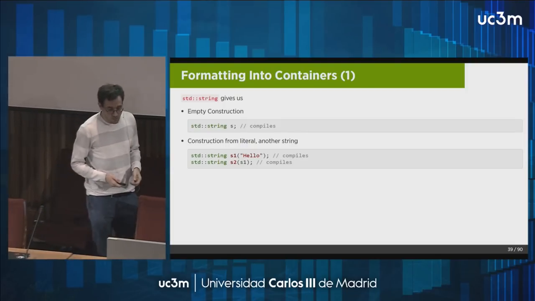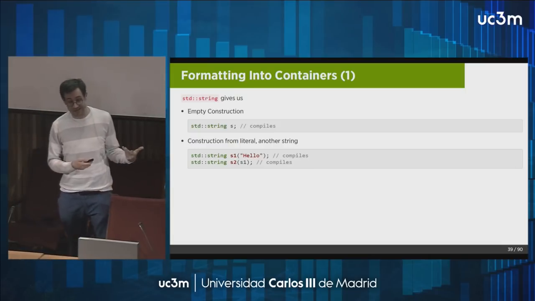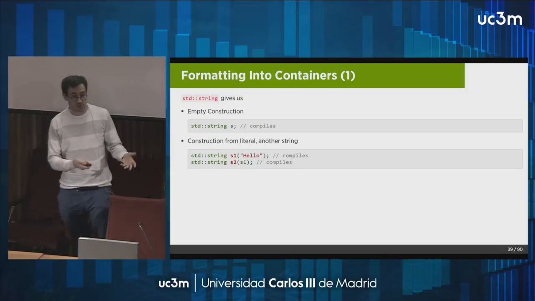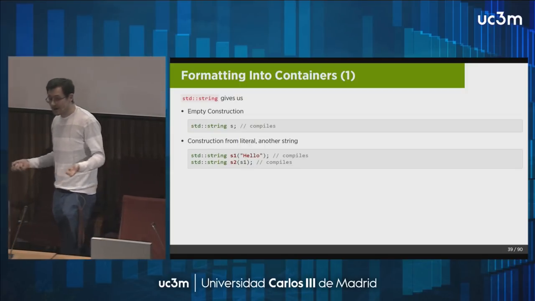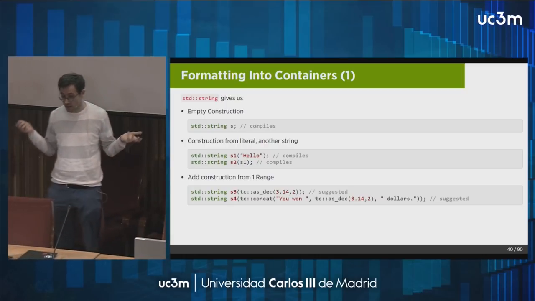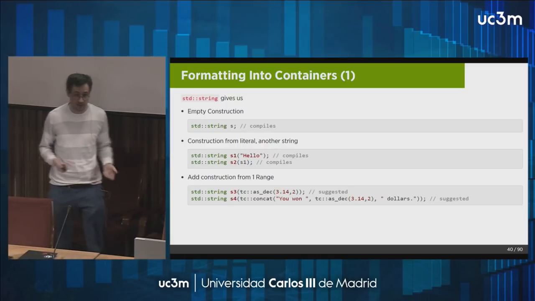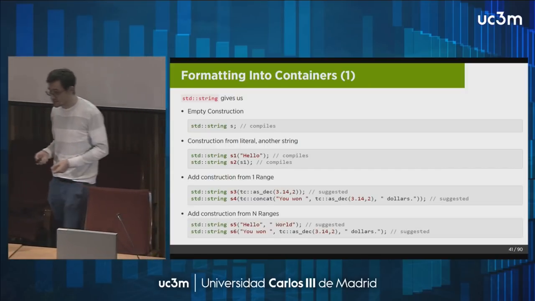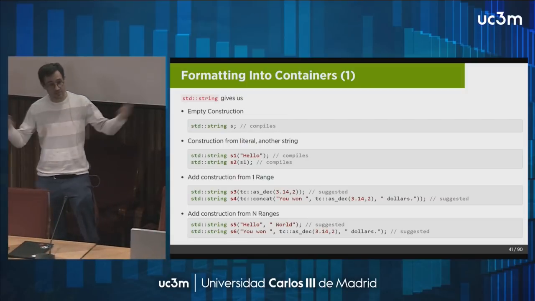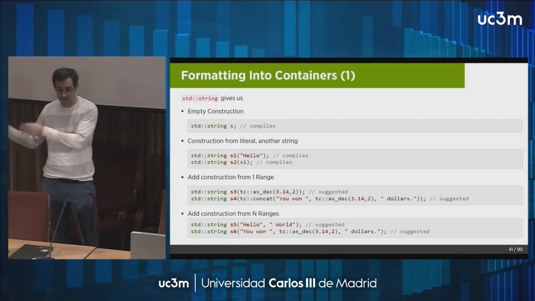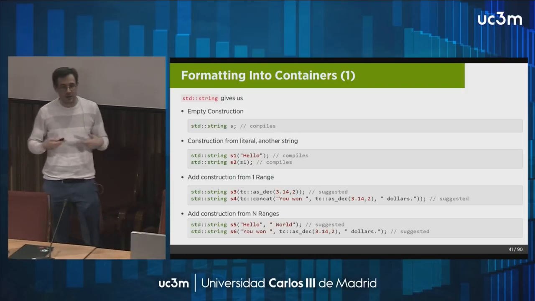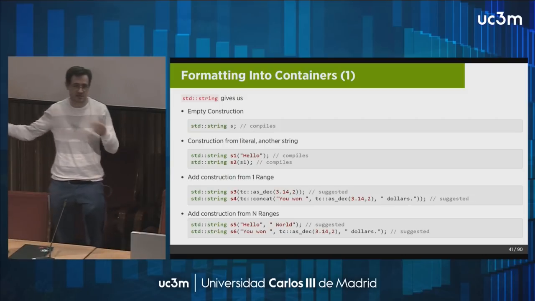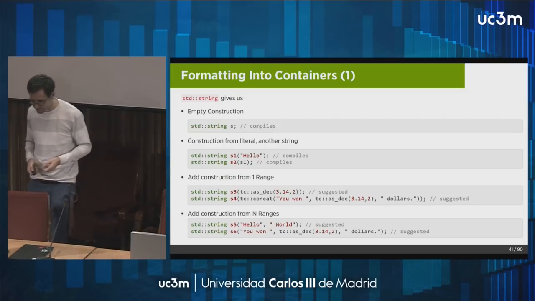How do you do that? Well, in my opinion, string already gives us an empty construction, and it also gives you a construction from a literal or another string. Why can't you just add a constructor from a range? Easy enough, right? Semantics are pretty clear. Now, if you have multiple of these ranges, you have to write concat. You have to concatenate them first and then put them into the string. Well, in our library, you can just omit that. You can just say, okay, this is a string, and you would just have multiple arguments, and all these things are concatenated and put into the string.